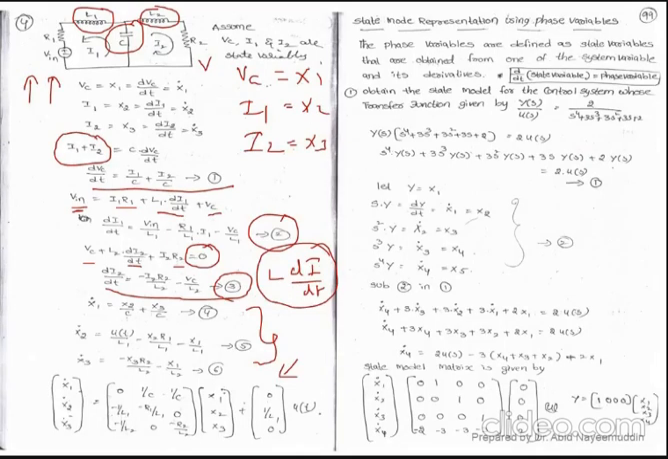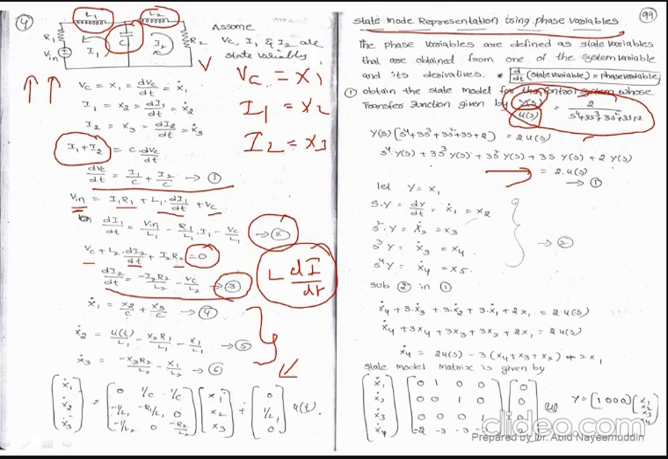Now next is once again getting the matrix, but from the transfer function, not from the electrical circuit. If he has given you the transfer function like this, then how to represent it in the state model is a very simple concept. The transfer function is the ratio of output by input. So you just rearrange the terms.